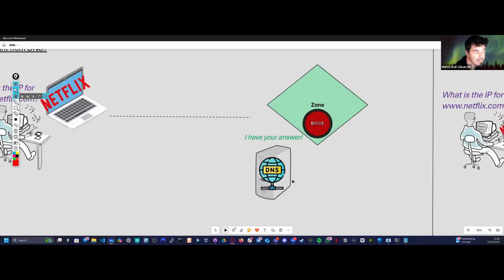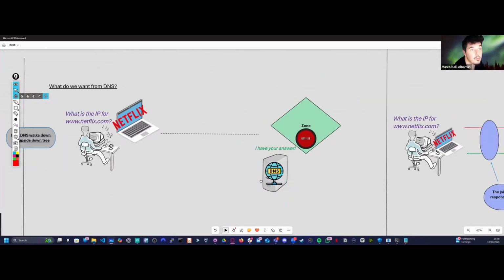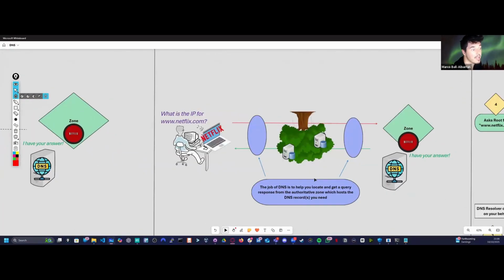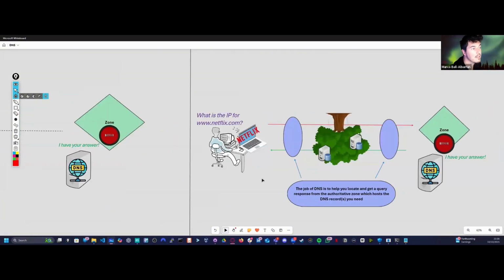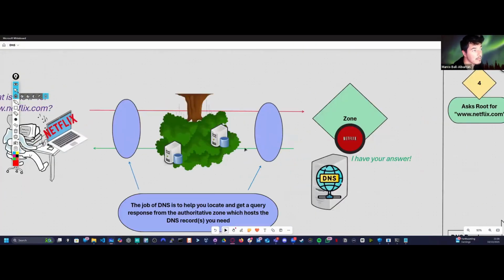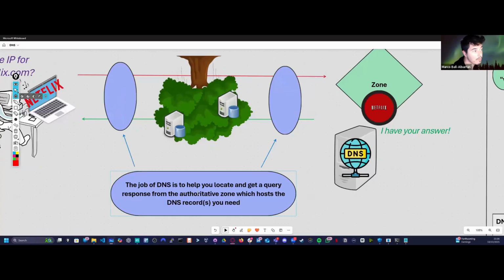The question is, how does that work? How do we find that zone? So DNS is the one-word answer, okay? That's what it does. It's the job of DNS to allow you to locate this thing in the middle, to locate and get a query response from the authoritative zone, which hosts the DNS records you need. So you can query DNS, and you can be provided back with a response.